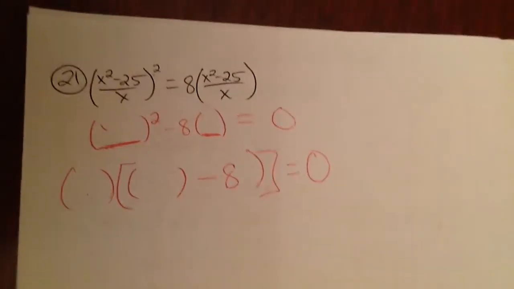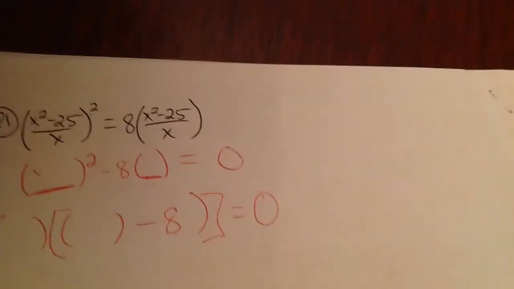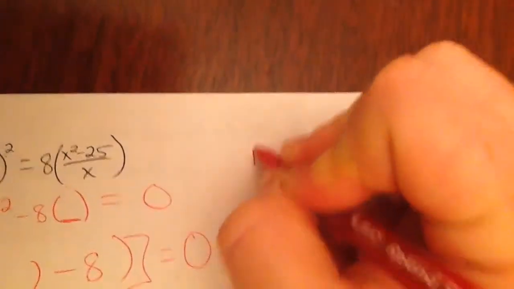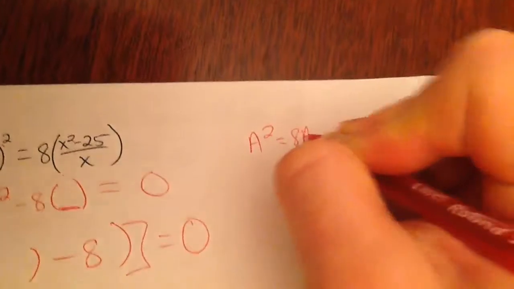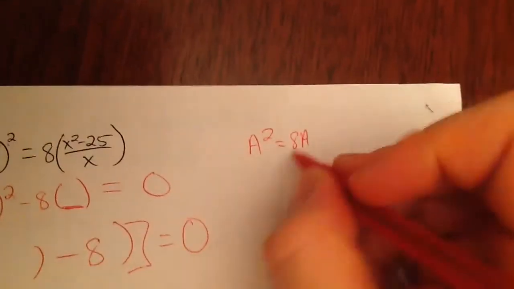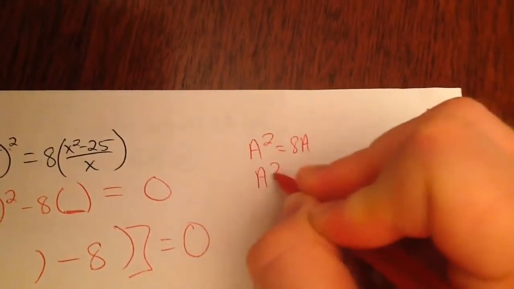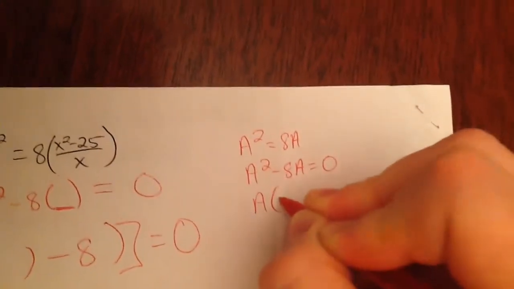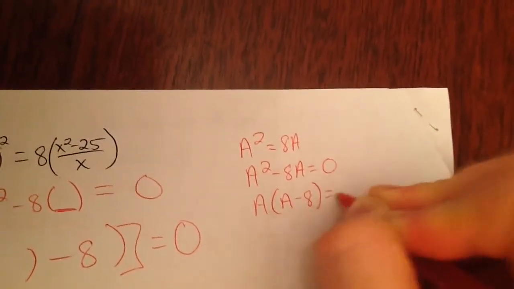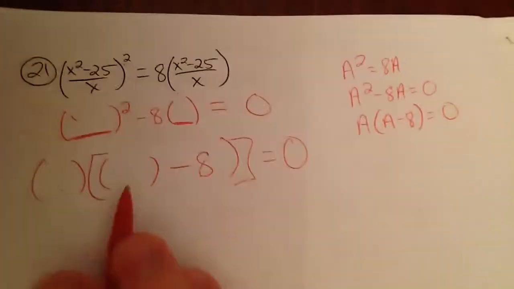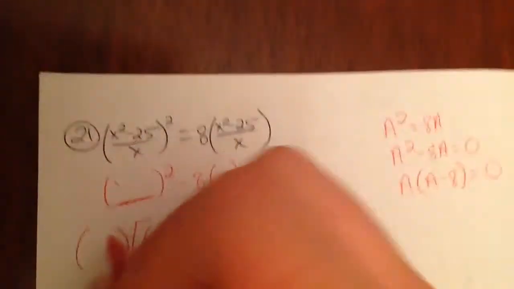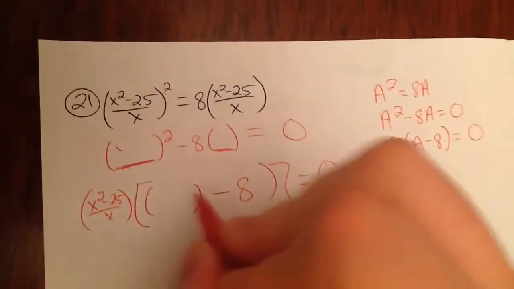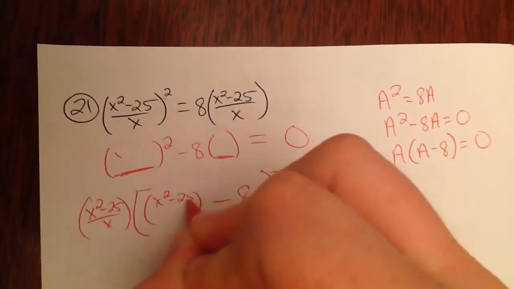I could put letters in it too. I think I showed some people, I was like, hey, just put a squared equals 8a and solve it. And that kind of messed them up, but it'd be a squared minus 8a equals 0. Factor out the a: a times a minus 8 equals 0, which is exactly what I have here. Except now I can fill in the blank. It's x squared minus 25 over x. Then I pull that out, and that would be x squared minus 25 over x.